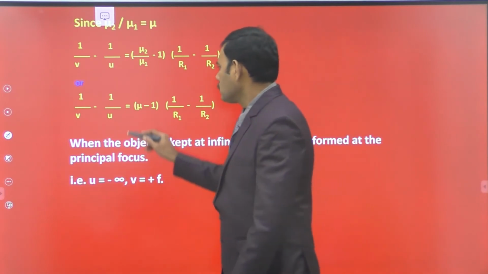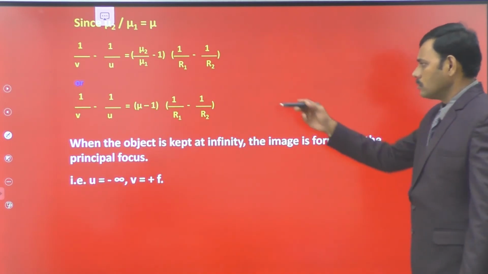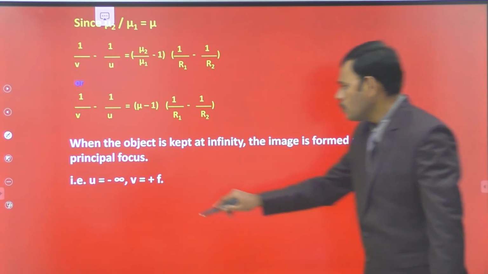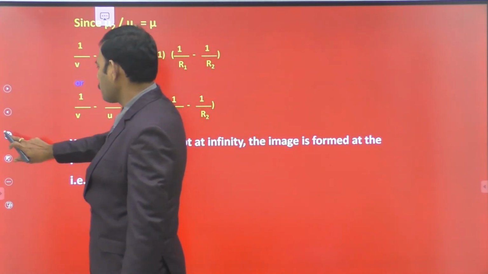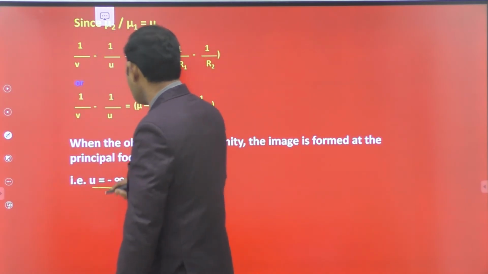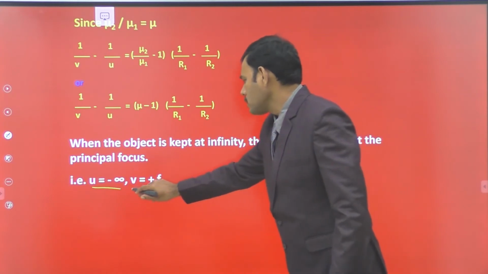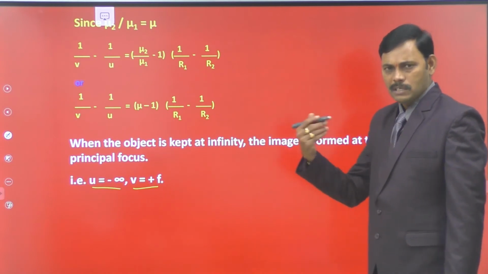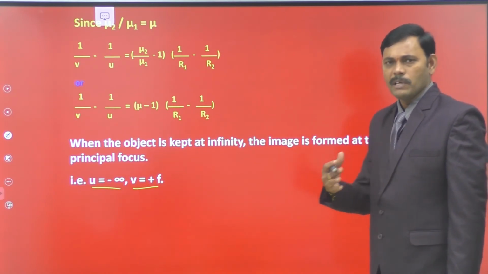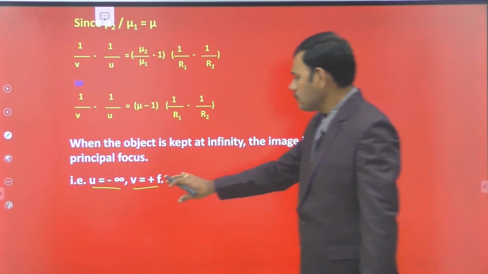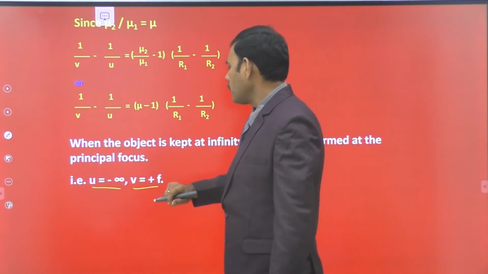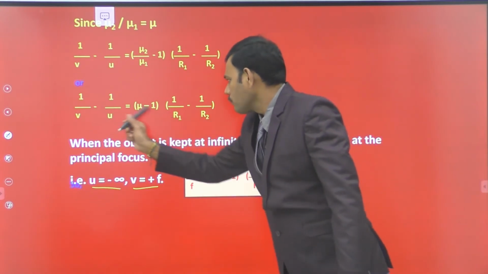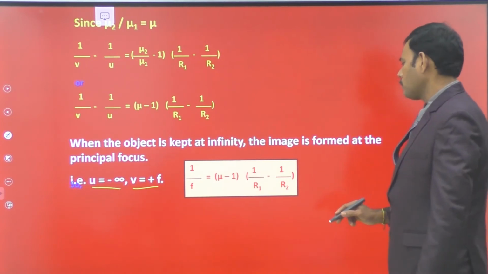This is known as the required expression. Now, to get a modification in the above formula, when the object is kept at infinity, that is u is minus infinity, then the image is formed at the focal length, v is equal to f. We know that; that is the definition of focal length. When the object is kept at infinity, the distance of the image is defined as the focal length. So according to the definition, replace u by minus infinity and v by f, so that 1 by f is equal to mu minus 1 into 1 by r1 minus 1 by r2.